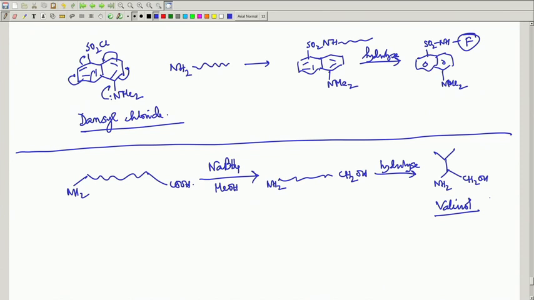Okay. But this is a little complicated, because you are not producing any chromophoric system. If you are not producing a chromophoric system, then isolation of this is very difficult. If a chromophoric system is not present, then the detection limit is very low. Detection limit is not satisfactory. Okay. So, then people changed the method.